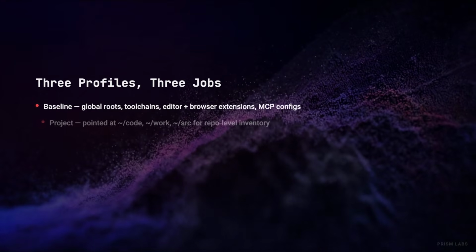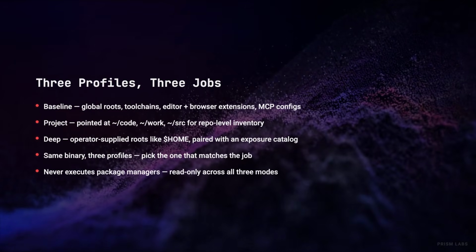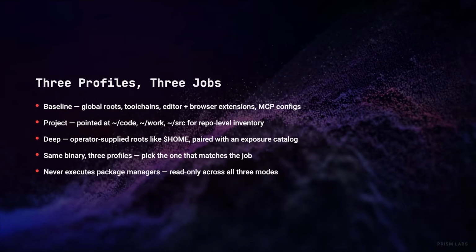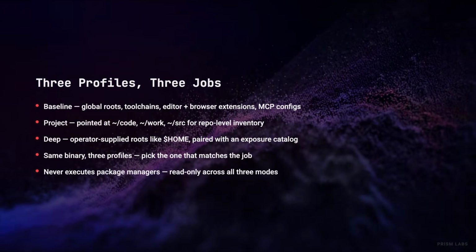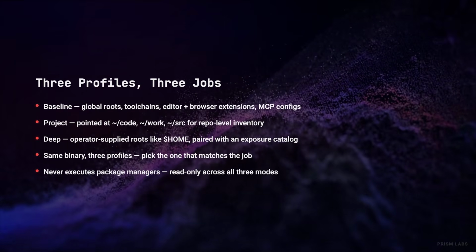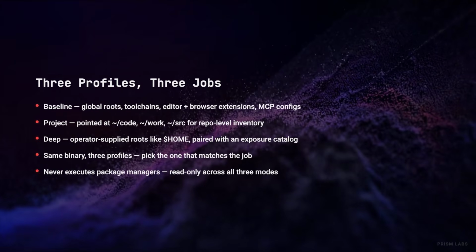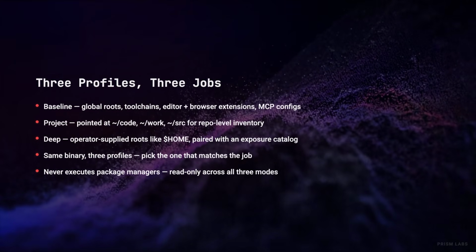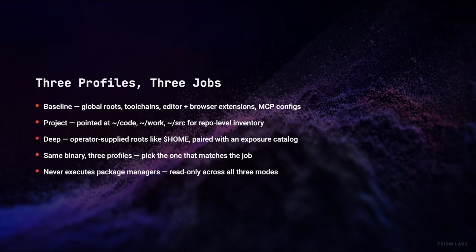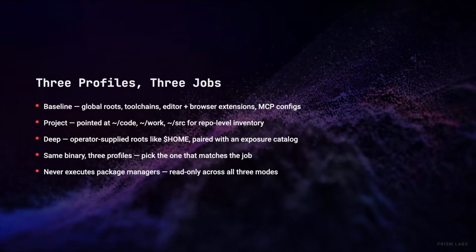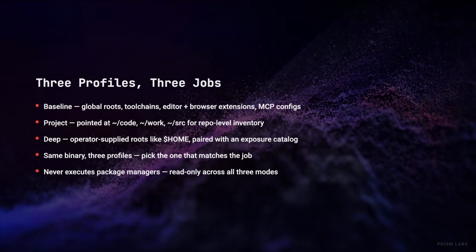3 scan profiles map to 3 different jobs. Baseline is the routine sweep. Global package roots, language toolchains, editor extensions, browser extensions, MCP configs. Run it on a schedule, ship the output to your SIEM. You have a continuous inventory of what every developer endpoint actually has installed. Project narrows the scope to your source trees. Point it at ~/code, ~/work. Get a fast inventory of pinned dependencies across your repos without touching anything global. Deep is the incident response weapon. Point it at a full home directory or any operator-supplied root when an advisory drops, and you need to know which laptops in the fleet have the compromised version, with the catalog file as the matching input.